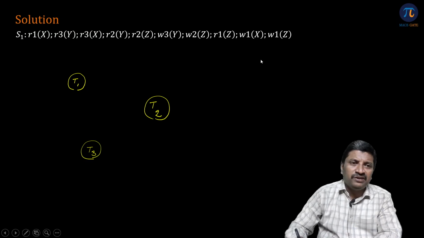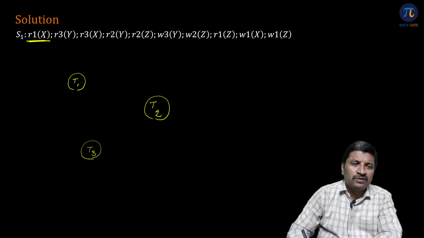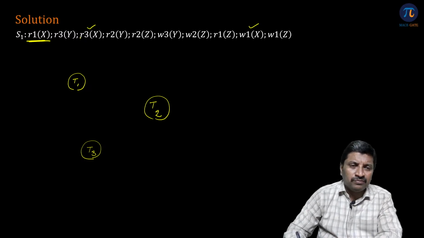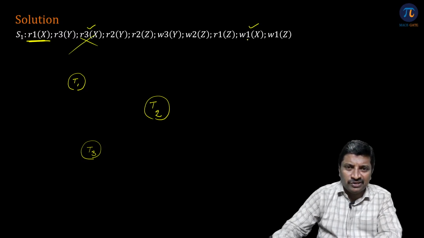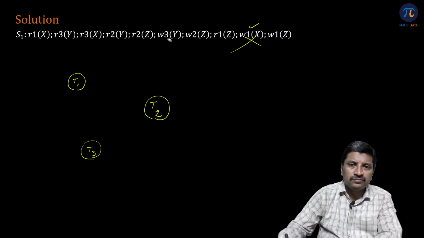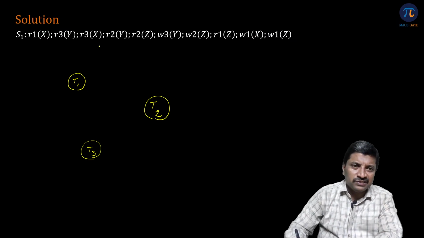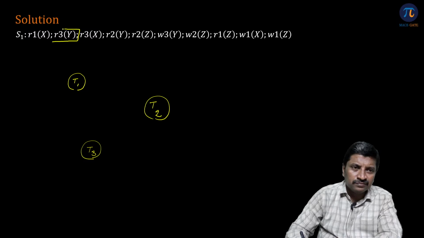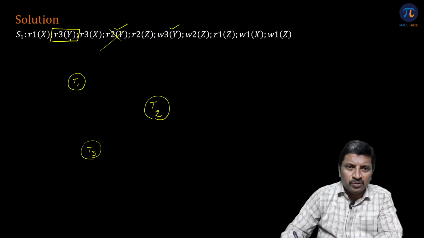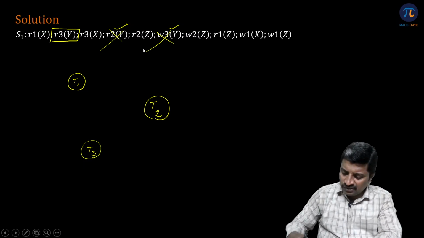Okay, sir, how to verify it? Consider this, it is X. So I need to consider this and this. Both are reads, so it's not needed. Then here it is a write, but both are transaction 1, so it is also not needed. That's it. Then consider the second one, R3 of Y. Both are read operations, leave it. Both are from the third transaction, leave it. So no conflict.